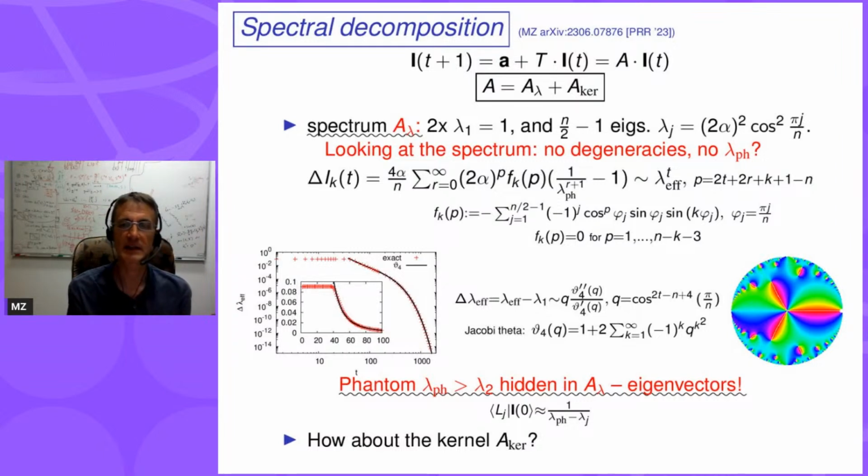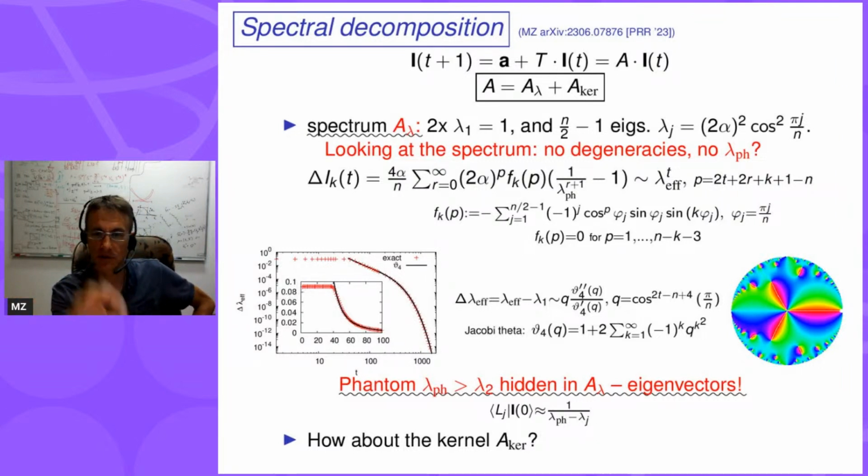But at the end of the day, what you get out of it is that indeed this mysterious phantom eigenvalue pops out of the overlaps between your initial vector of purities, which is a vector that has all elements equal to 1, because we start with a fully product state, so purities for all B partitions are 1, with the left eigenvectors. So you can say that this mysterious phantom decay is not visible anywhere in the spectrum. It's somehow hidden in the eigenvectors.